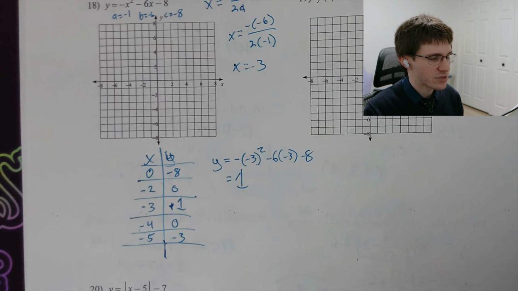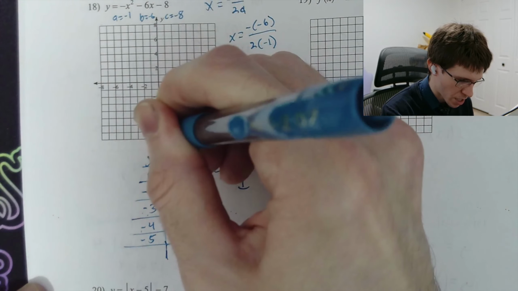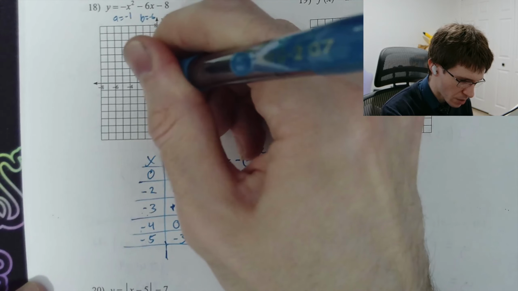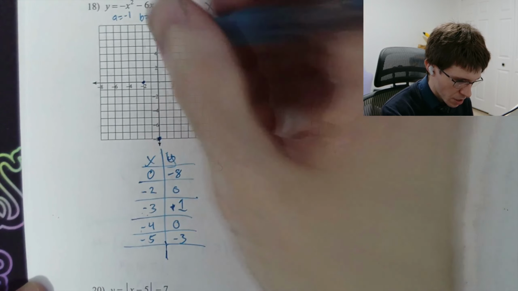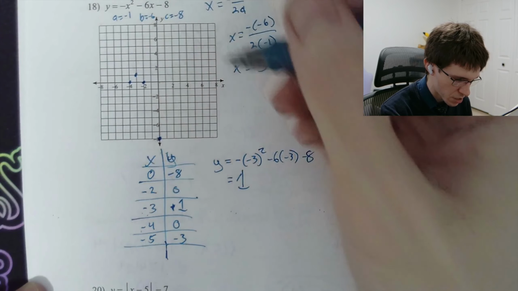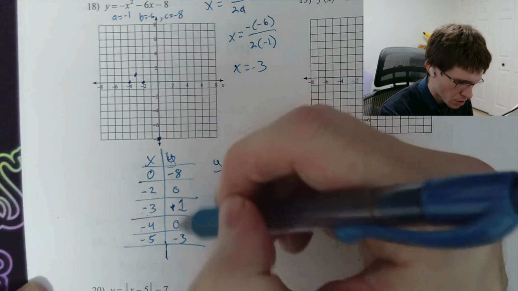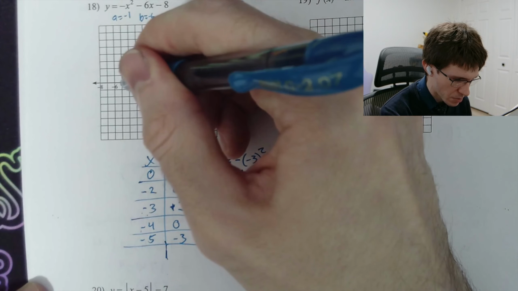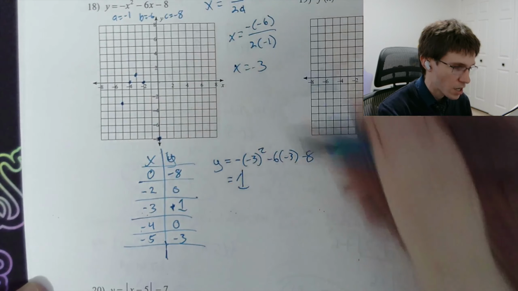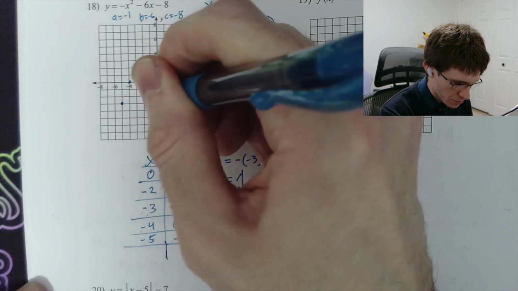Once you have 5 dots, you put your 5 dots on your graph. So 0, -8 is down here. -2, 0 is over here. -3, +1 is up here. -4, 0 is over here. And is that our 5 dots? 1, 2. Oh, no, -5, -3. -5, -3 is right here. And like I was saying, you'd also have -1, -3 if you wanted to.